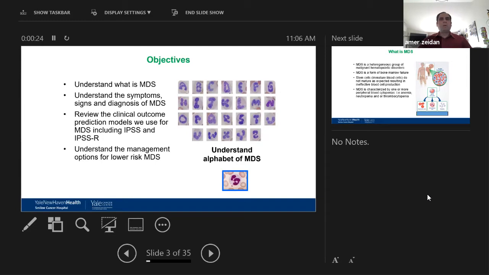So I would start basically by describing what is MDS and understand the symptoms, the signs, and the diagnosis of MDS, as well as review the outcomes and how we classify lower risk versus higher risk disease. And finally, understand the management options for lower risk MDS, including those approved therapies as well as the ones that are currently in clinical trials.